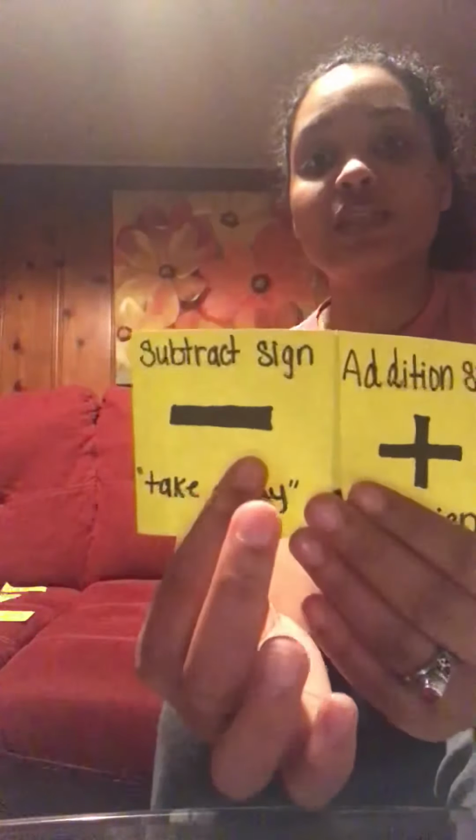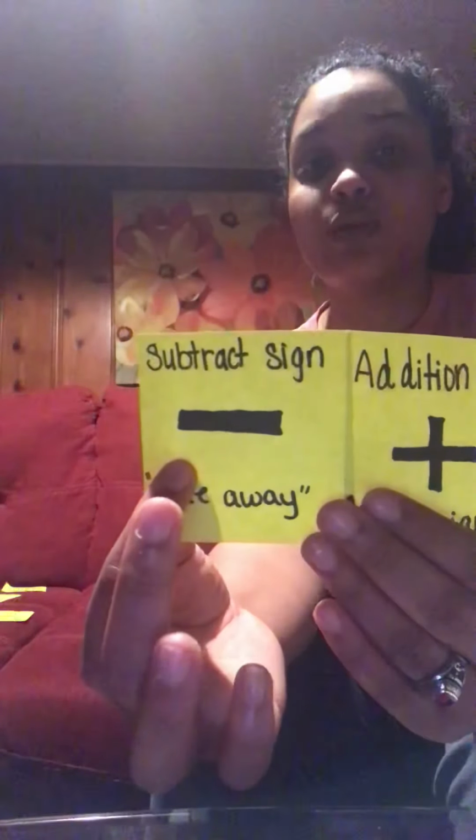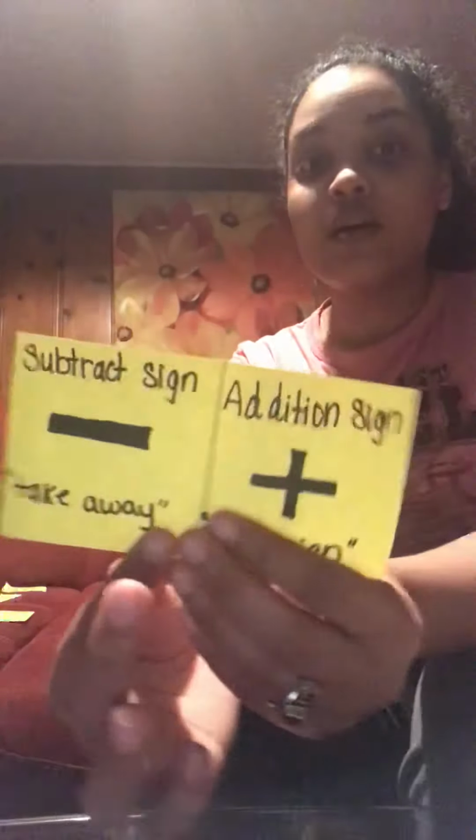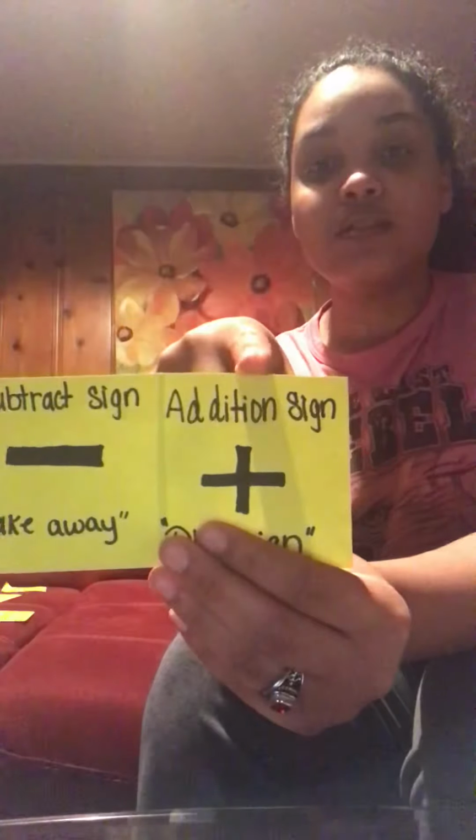When you see a single line between two numbers, what does that mean? It means to take away. This is addition. This is subtraction. They are opposite. When you add together, when you're adding, you're putting things together. And when you're subtracting, you're taking something away from something else. So when you add things together, it will always be a bigger number than when you take something away from something.